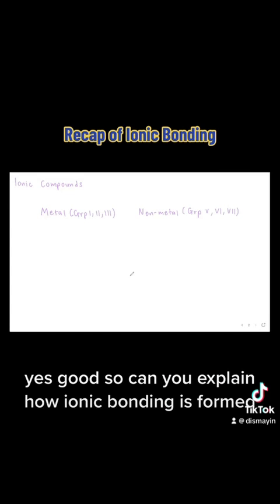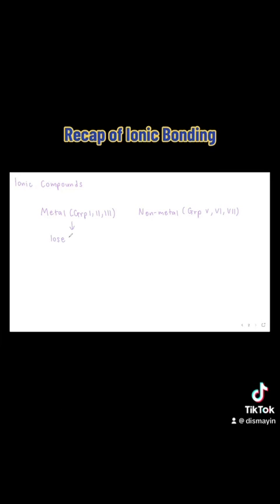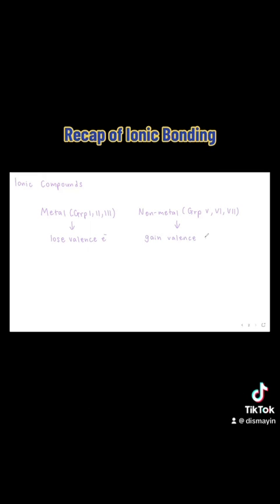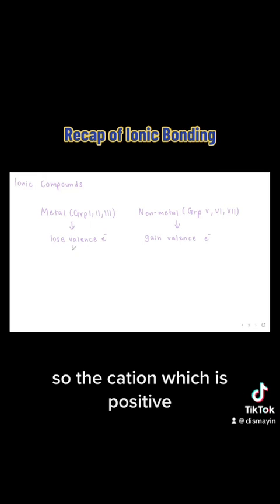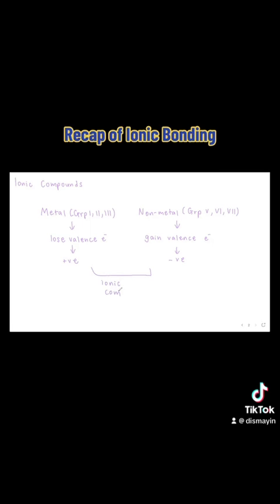Yes, good. So can you explain how ionic bonding is formed? The metal atoms tend to lose valence electrons, so they get transferred to non-metal, which tends to gain valence electrons. So the cation, which is positive, would attract a negative, and they form the ionic compound.